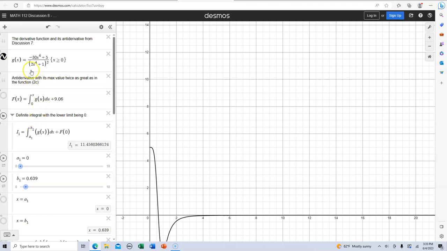So again, without further ado, g of x, which I show as the current graph, is the derivative of my base function from a couple weeks ago, and I'll explain that. Actually, let me pull that back up. So this was the base function. If this is the derivative, the antiderivative of the derivative takes me back to my original function. And the integration constant that I have here is 9.06. That was the integration constant I needed to increase the maximum from whatever it was to twice that amount. So that's what I'm showing being graphed here.